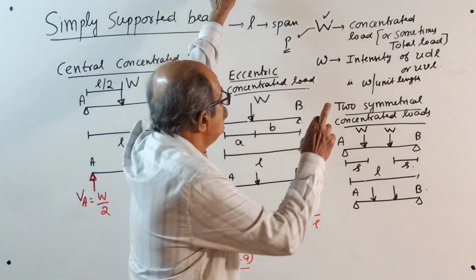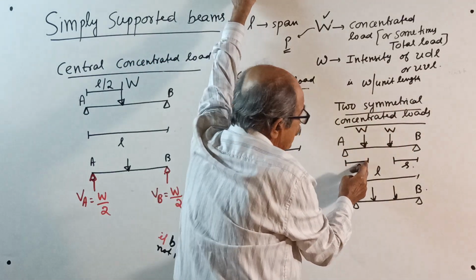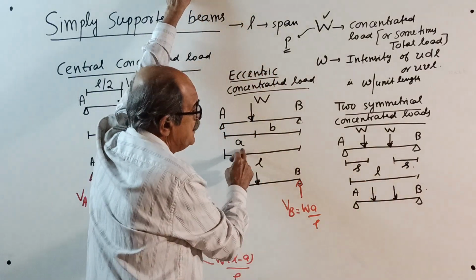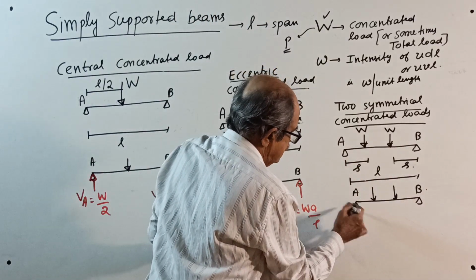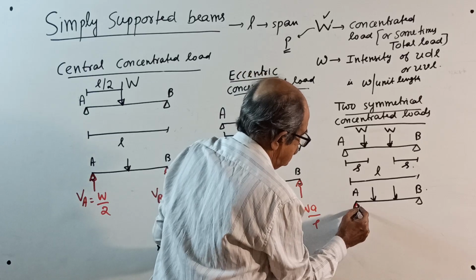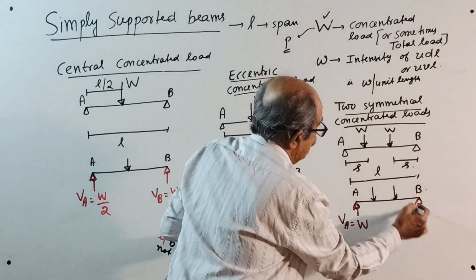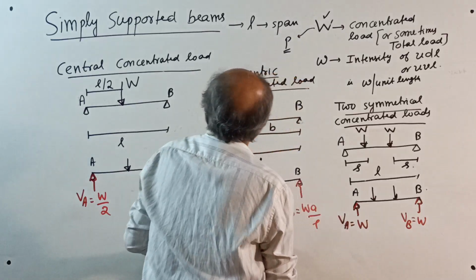Okay, now two symmetrical point loads, W, say S from here, S from here. I don't want to use A, usually I use A, B for eccentric. Both are equal distances. Direct answer: VA equals W, total load divided by 2, that's all. VB equals W. Okay.